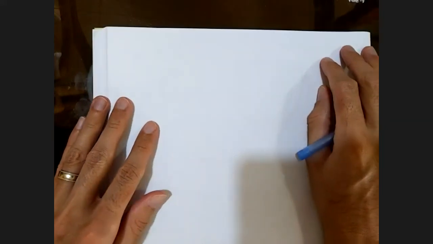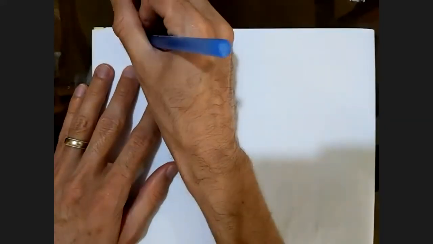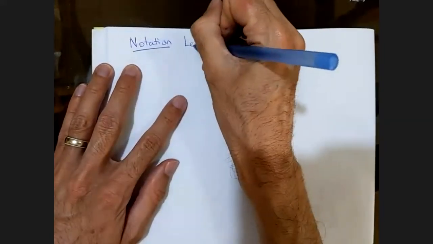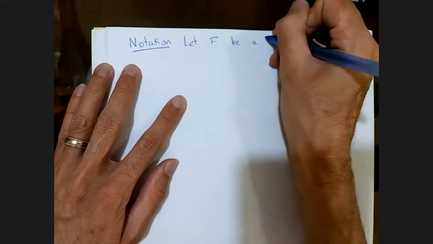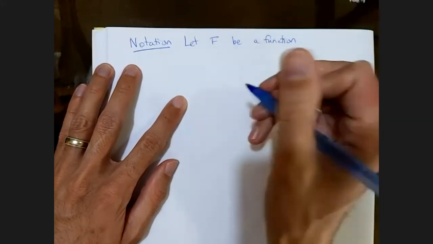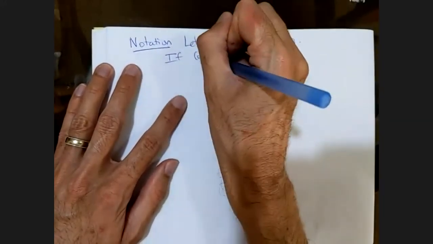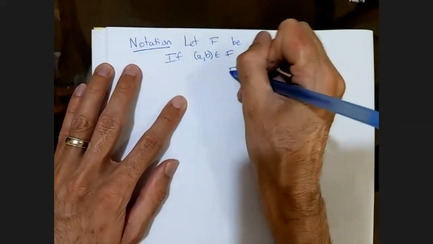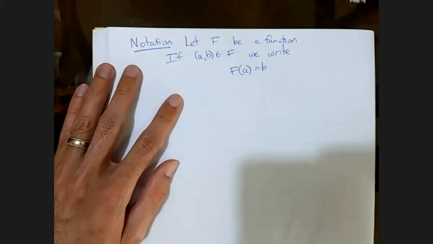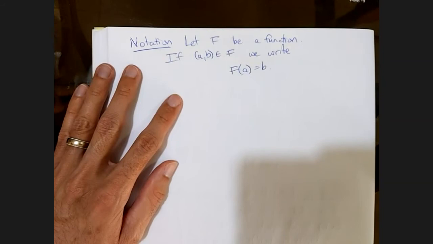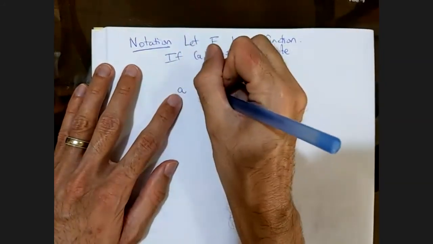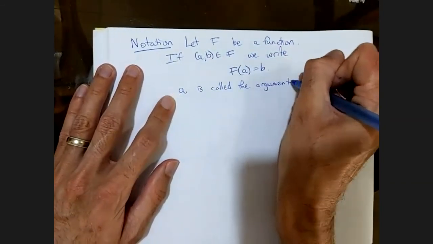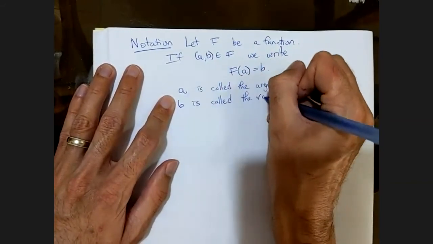Which is just completely backwards from how we would normally do it. Okay. So here's just some notation. Let F be a function. Okay. So if A comma B is in F, we just write F of A equals B. Okay. A is called the argument. B is called the value.